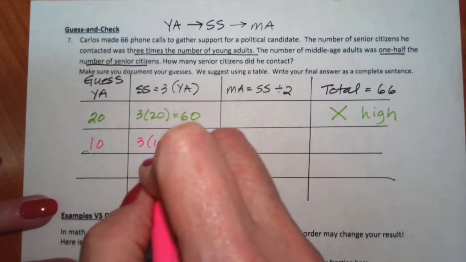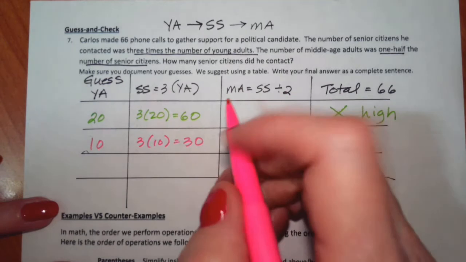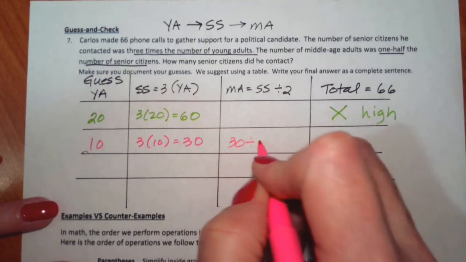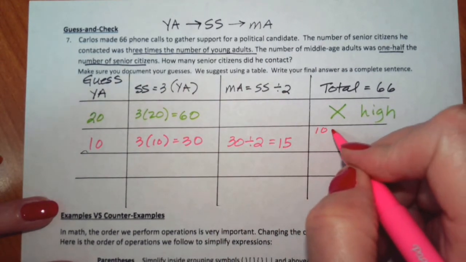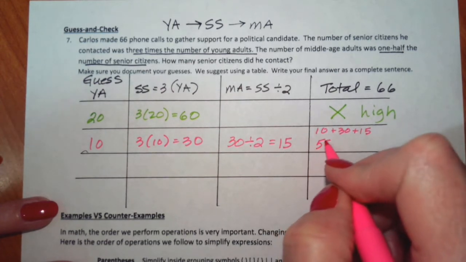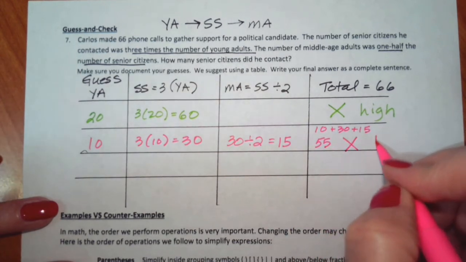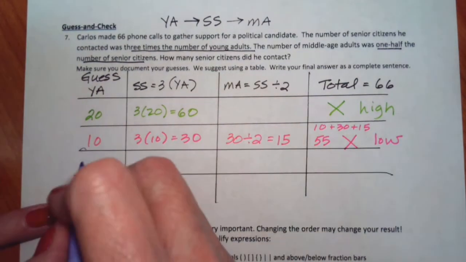Let's see. 3 times 10 is going to give me 30 senior citizens. Then I take the number of senior citizens and divide it by 2, and that gives me 15. So if I have 10 plus 30 plus 15, that gives me 55. That doesn't work either, it's too low. So, I don't know, let's pick something in the middle. 20 was way high, so it's probably closer to 10. Let's pick 12.